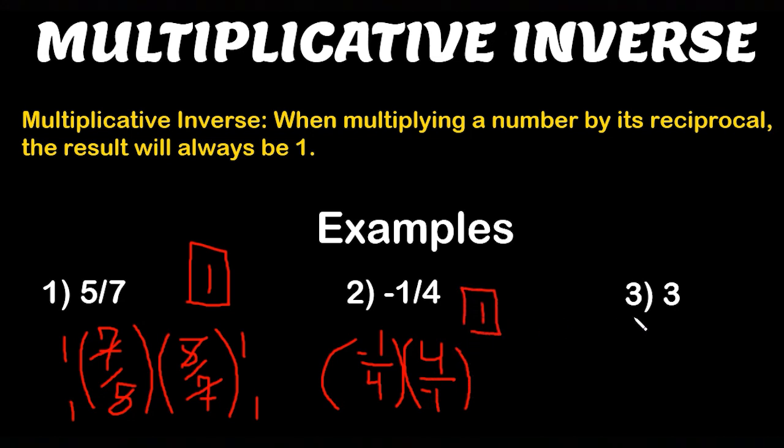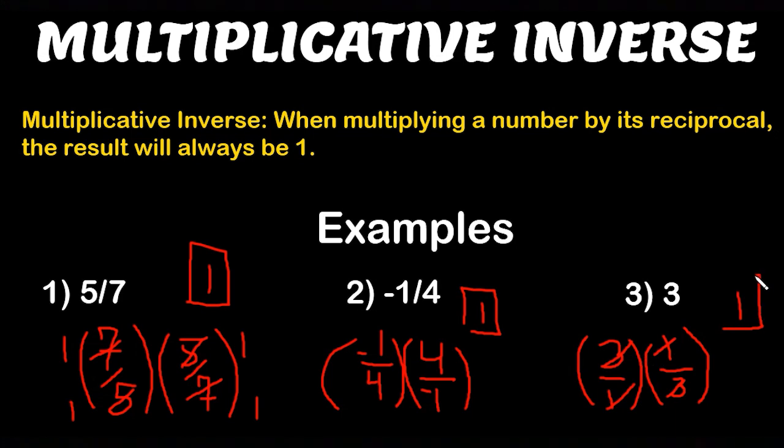All right, and our last one. Now this 3 is really 3 over 1, and the reciprocal of that is going to be 1 over 3. You can see the setup that we have here. The 1's will cancel, the 3's will cancel, and again we are left with just 1. So that is essentially the multiplicative inverse. It's very straightforward. And so here's the next example.